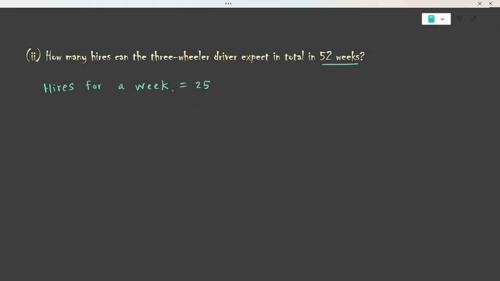In part 1, we found that the mean number of hires for a week is 25. So for 1 week it's 25. Therefore, for 52 weeks, we multiply 52 by the number of hires per week. That is 52 times 25. It's 1300 hires.